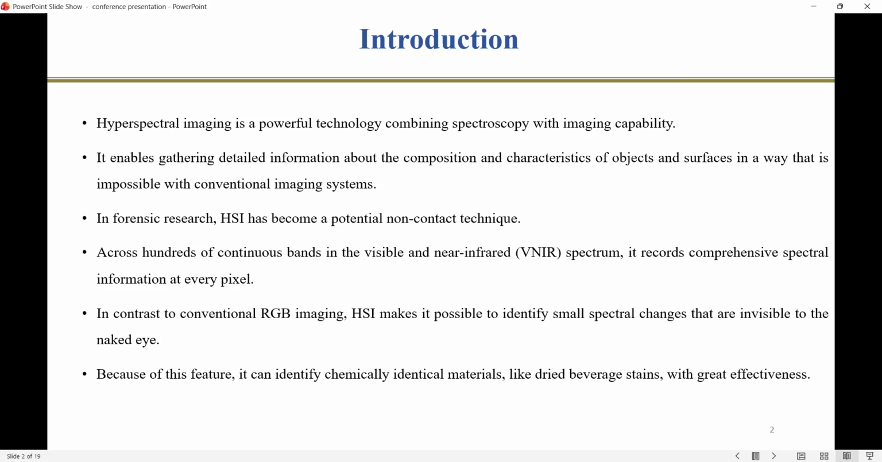In contrast to conventional RGB systems, hyperspectral imaging makes it possible to identify small spectral changes that are not visible to our naked eye. Because of these features, it can identify chemically identical materials like dried beverage stains with great effectiveness.